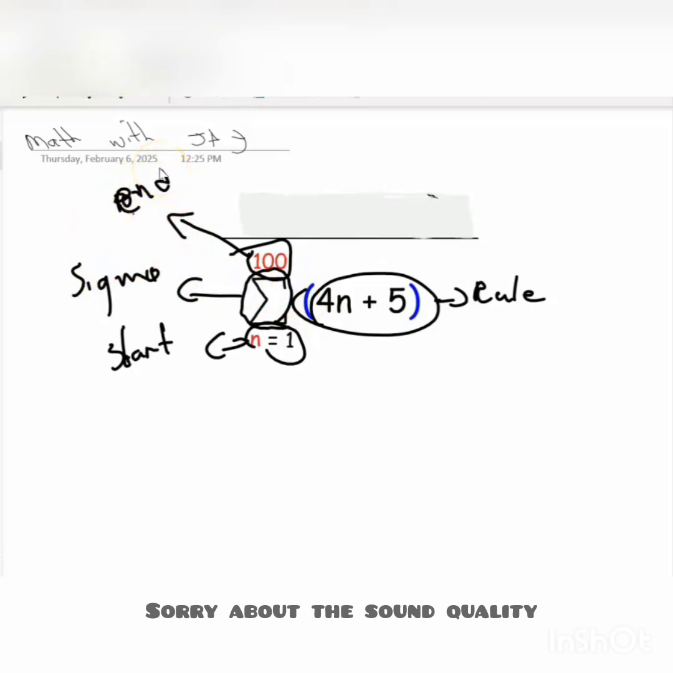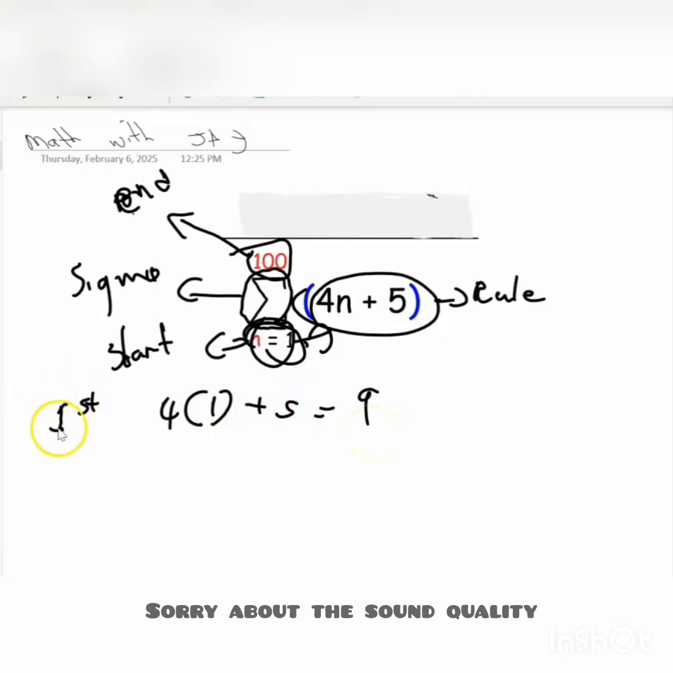So how are we going to start? We're going to start by determining what type of sequence it is. We're going to substitute the start into the rule. The start says your sequence starts at term number 1, so we're going to get the first term. We take this and substitute it into this. It's going to be 4 times 1 plus 5, which is 9.